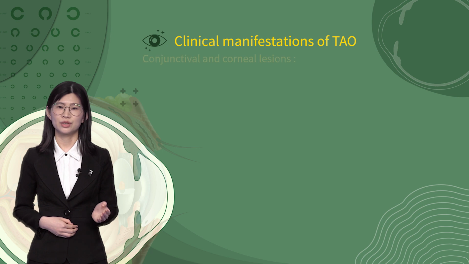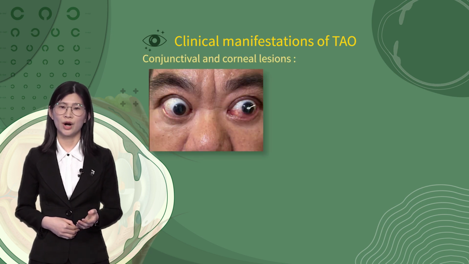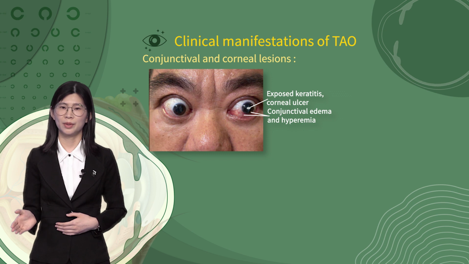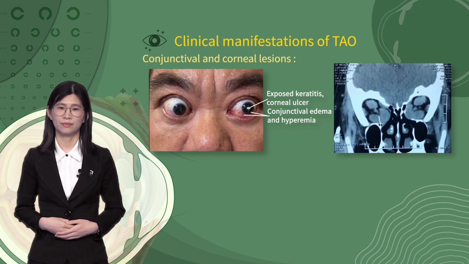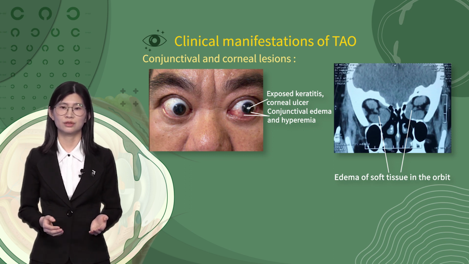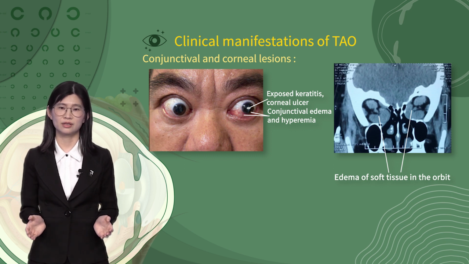In TAO, there is soft tissue edema in the orbit, and the increased orbital pressure leads to conjunctival edema and hyperemia, also shown in the orbital CT scan. In serious cases, the conjunctiva protrudes beyond the lids, and the eyes cannot fully close, resulting in exposure keratitis or even corneal ulcers.